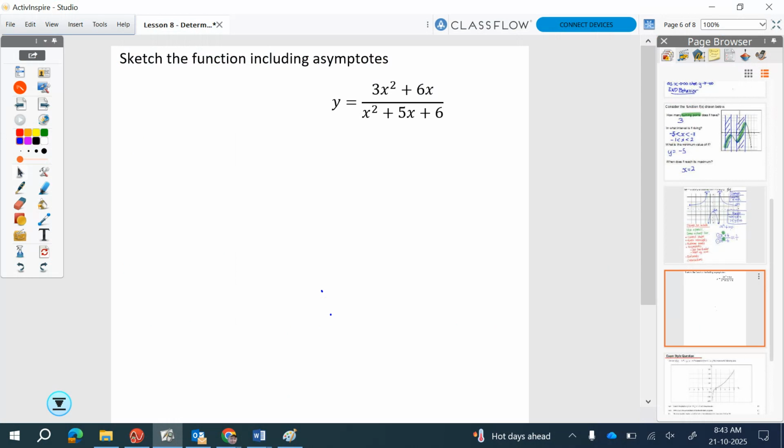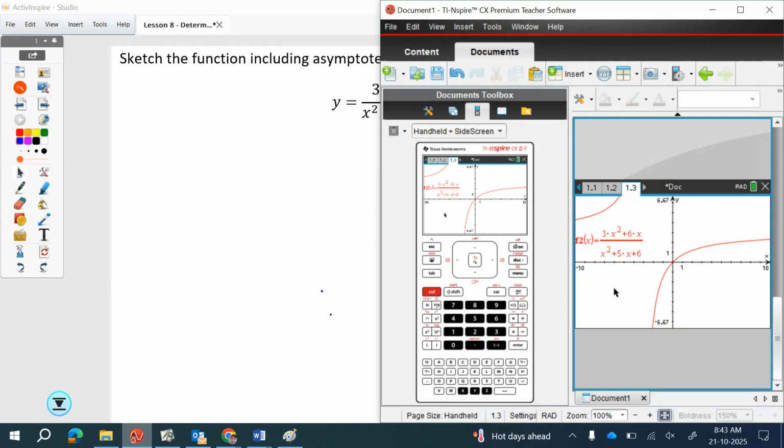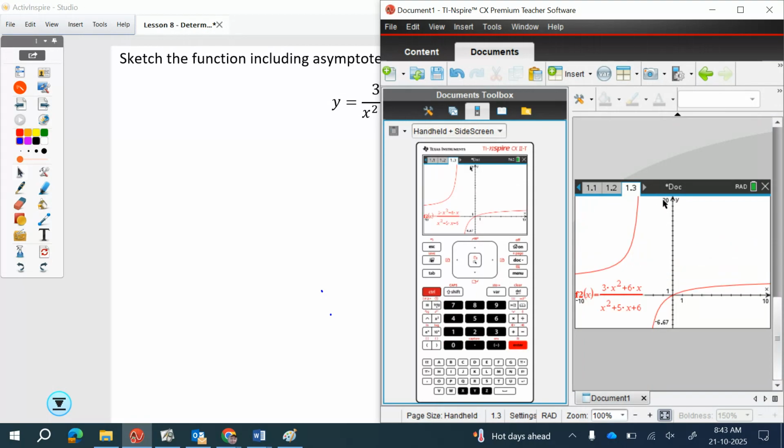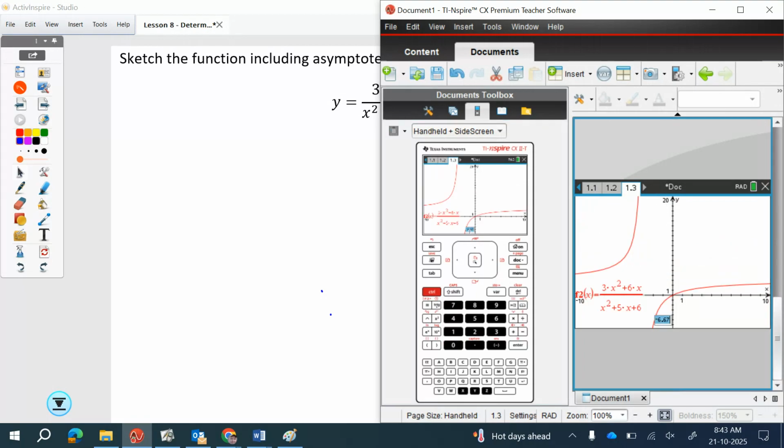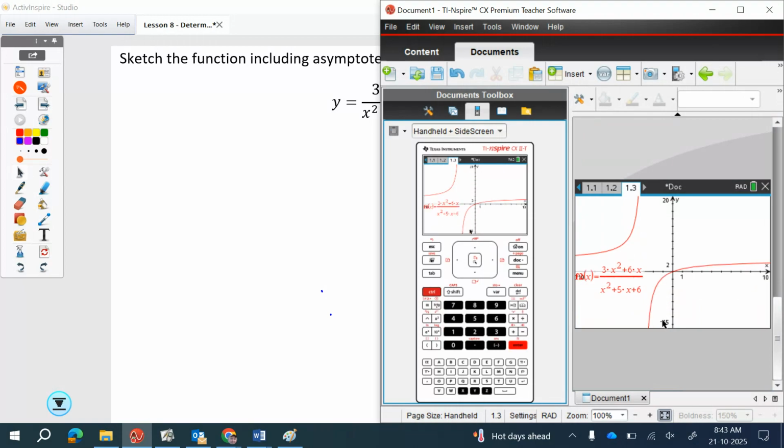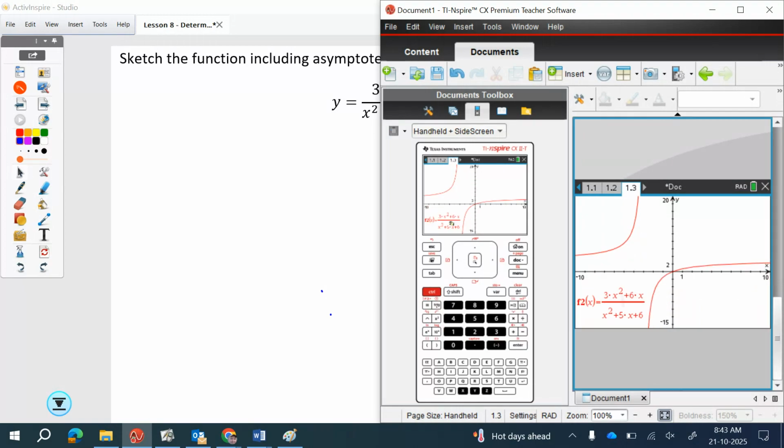We are sketching this function here. Let's have a little look at the function. If we put it into the graphing calculator, it's going to look like this. We're going to need to extend the axes a little bit here. I'm just going to put this one up to 20 so we get a better feeling for the shape. I'm going to go down to minus 15, so we can see the whole shape of the graph now.